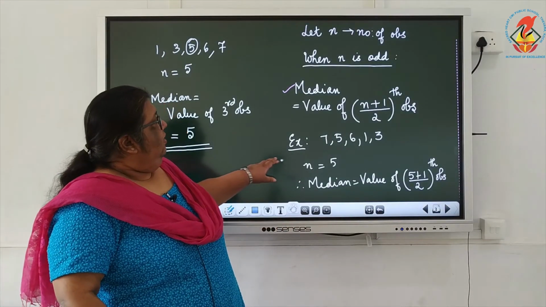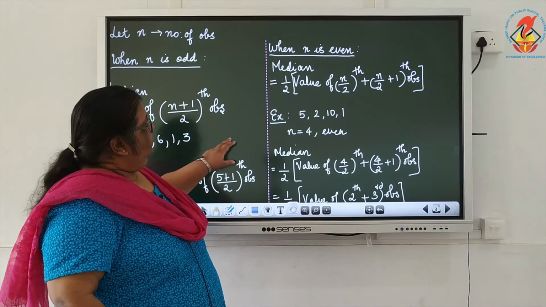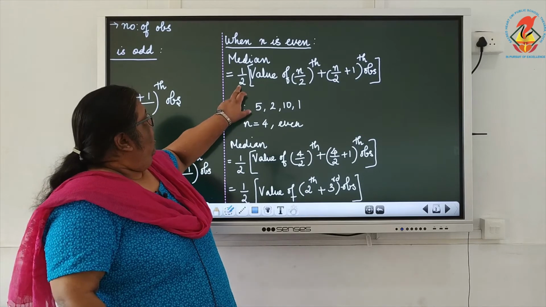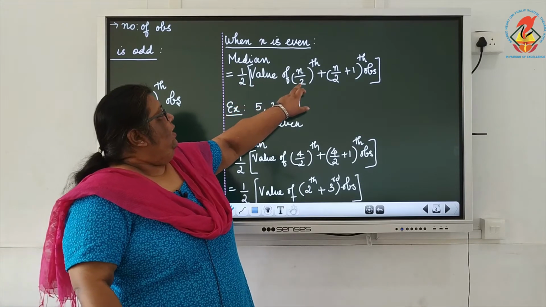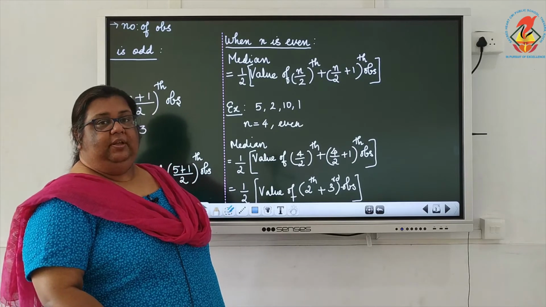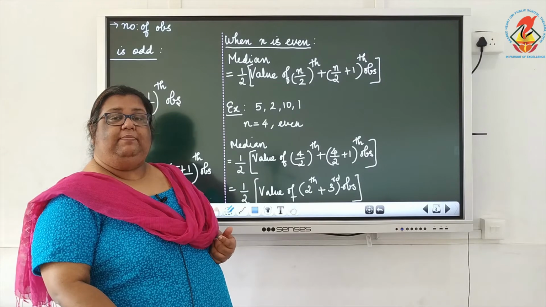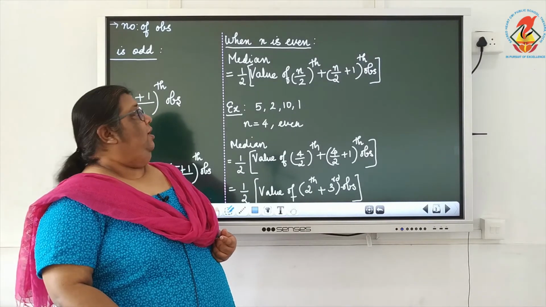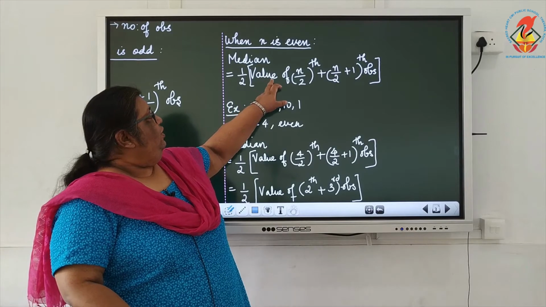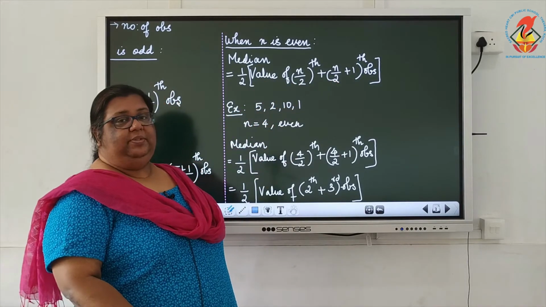Similarly, when n is even, median is equal to half into value of n by 2th plus (n by 2 plus 1)th observation. So, when n is odd, median is value of (n plus 1) by 2th observation. When n is even, median equals half into value of n by 2th plus (n by 2 plus 1)th observation.